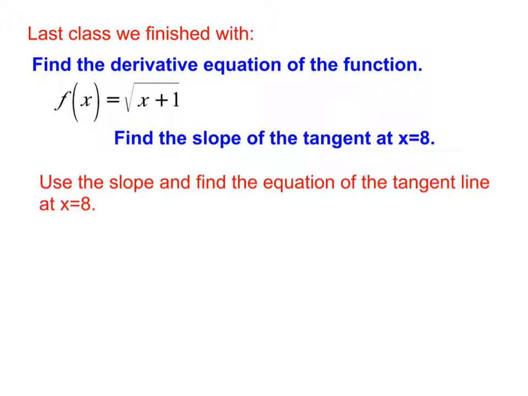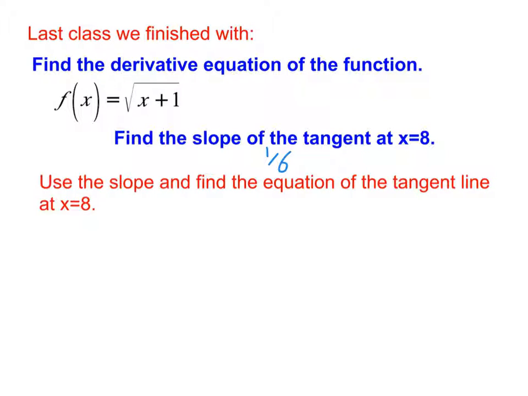And so in our last lesson, we ended up doing the last problem as finding the derivative of this square root of x plus 1. And then we use that to find the slope of the tangent line at x equals 8. And when we did that, as you may recall, we ended up finding that we got an answer of the slope being 1/6. So we got a slope of 1/6 for that.